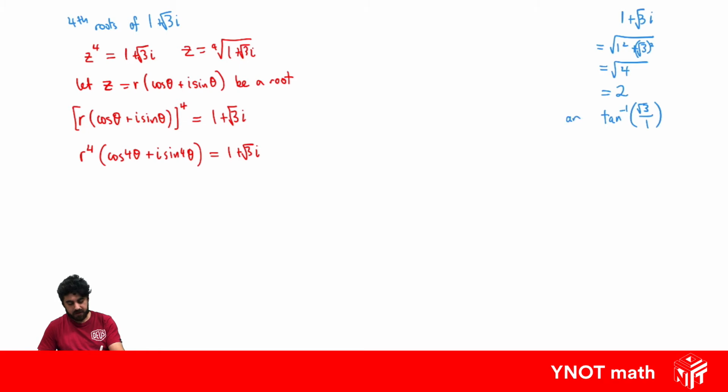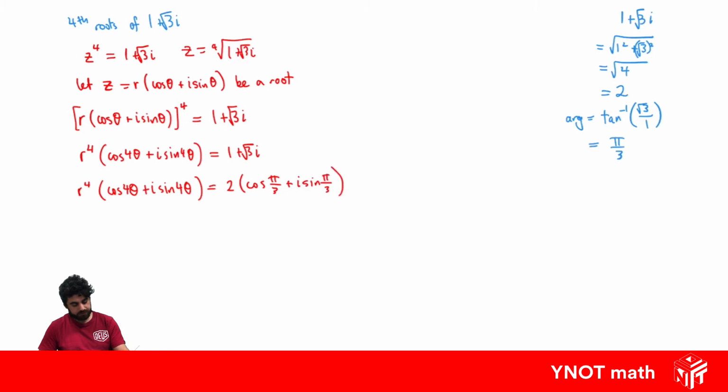So this is going to give us our argument, and this is going to give us pi on 3. So now we've got r to the 4 outside of cos 4 theta plus i sine 4 theta. So we can rewrite this in mod-arg form now. So we can rewrite this as 2 outside of cos of pi on 3 plus i sine pi on 3. And we can go ahead now and equate some things.